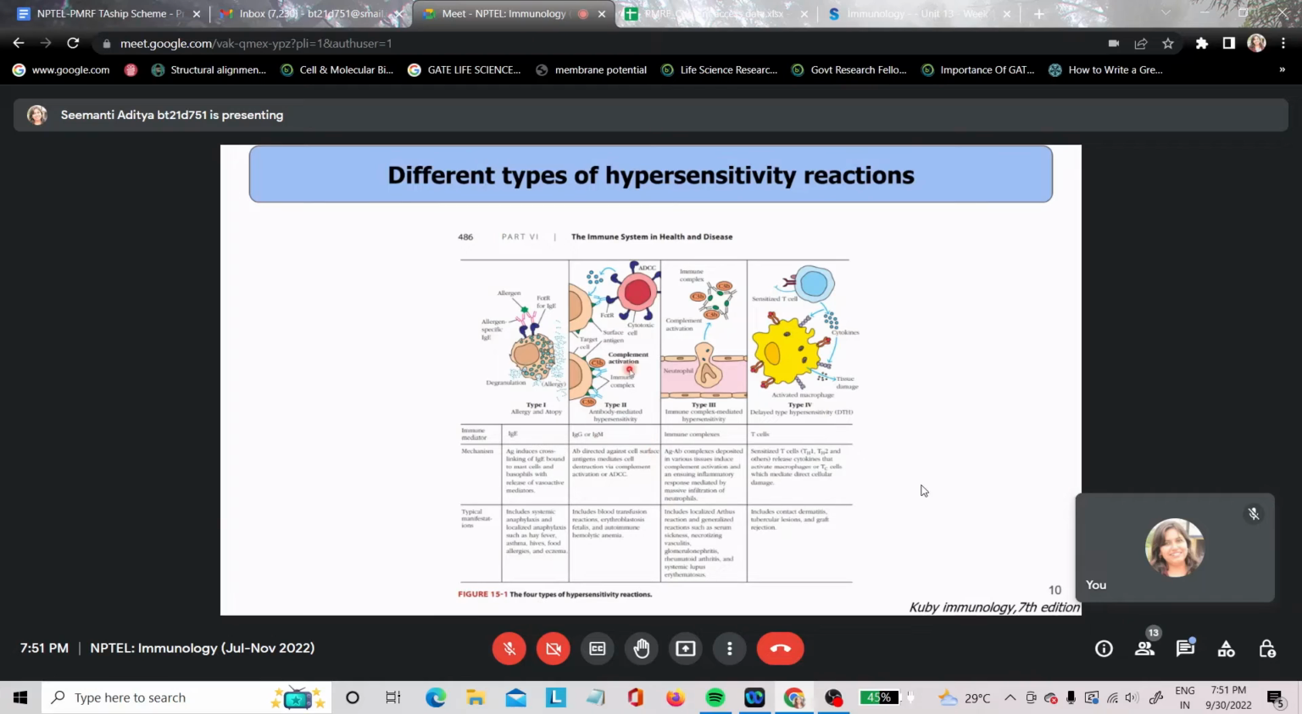The second type of hypersensitivity reaction is type 2, or the antibody mediated hypersensitivity reaction. What happens is, antibody will be directed against cell surface antigens, and it will mediate the destruction via complement activation, or ADCC.